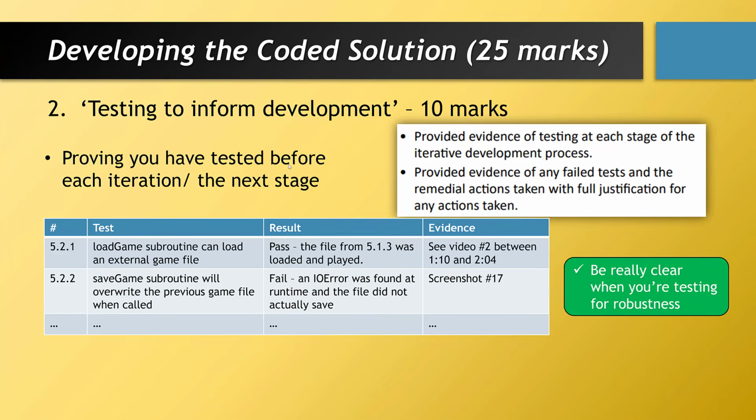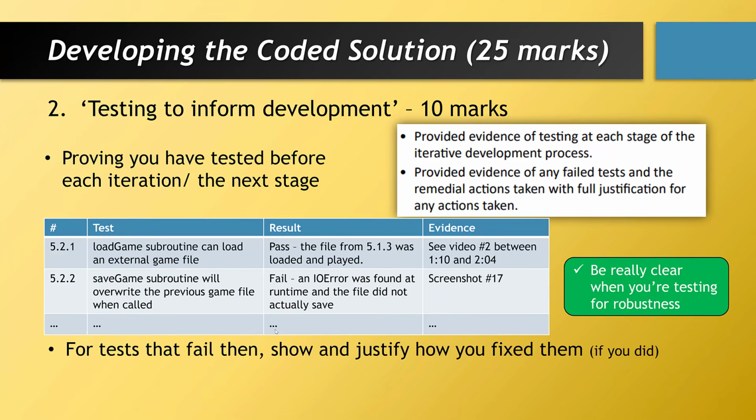And my example doesn't show this, but be really clear when you are testing for robustness. Like I've suggested before, it can get lost in your source code because a validation while loop can be quite understated, but they're important, so be really explicit when it is a test for robustness.